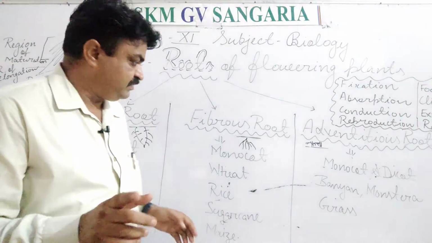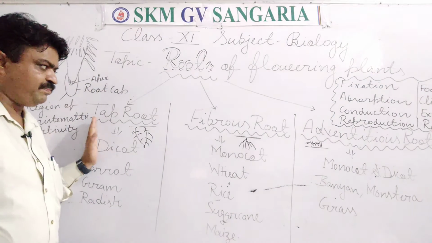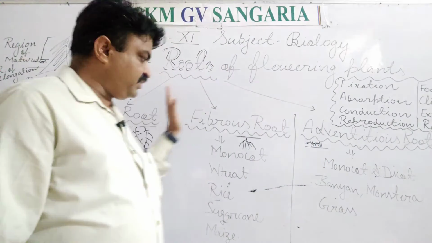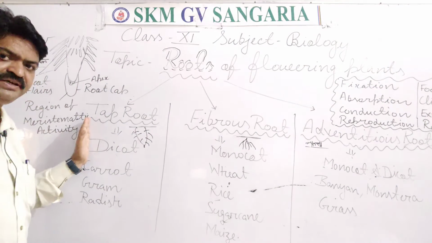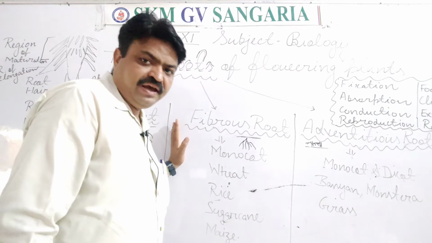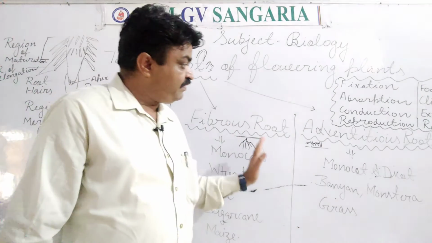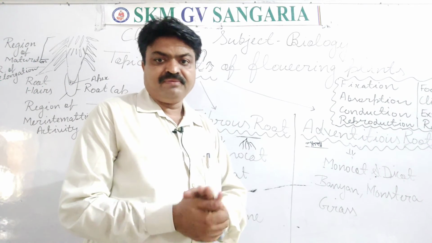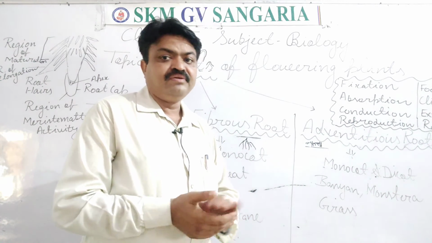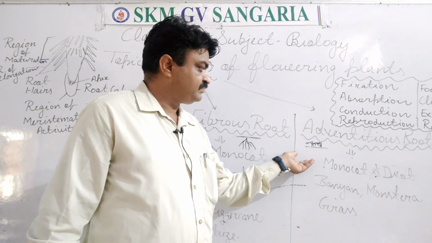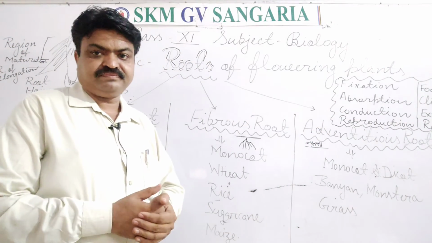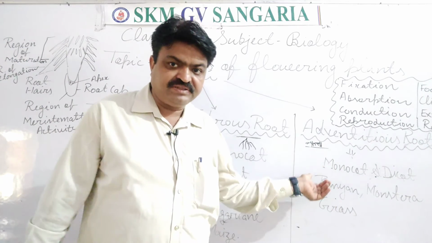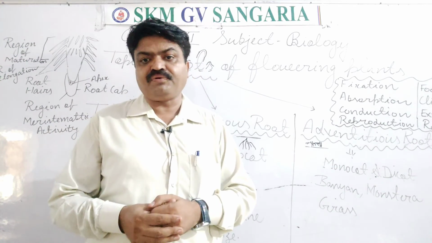And now you will learn all three roots: taproot, fibrous root, adventitious root. Taproots are thick and fleshy. Fibrous roots have a fiber-like structure. Adventitious roots also have a fiber-like structure, student, and those fiber-like structures help the plants in giving support. And these adventitious roots also help in reproduction.